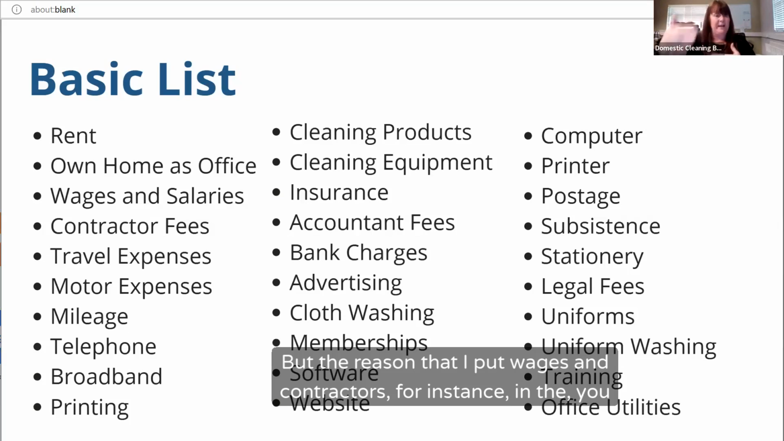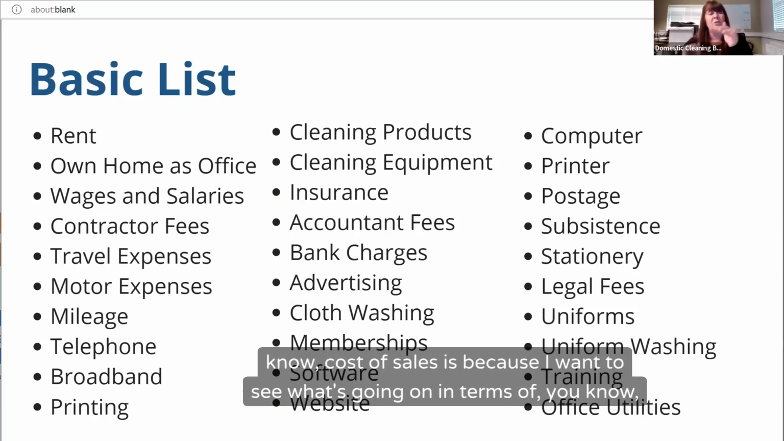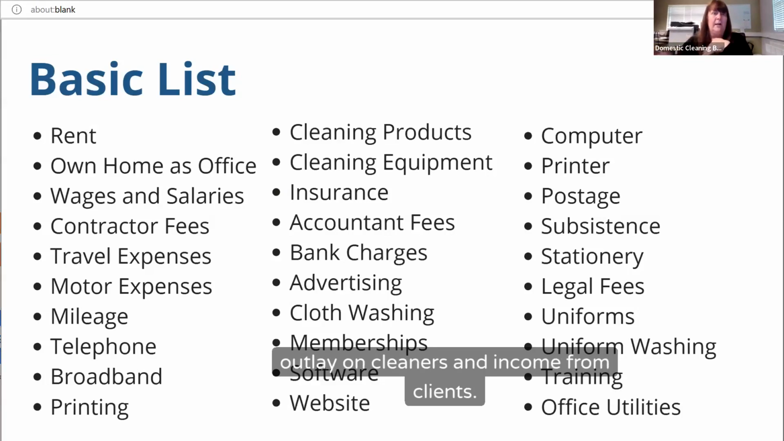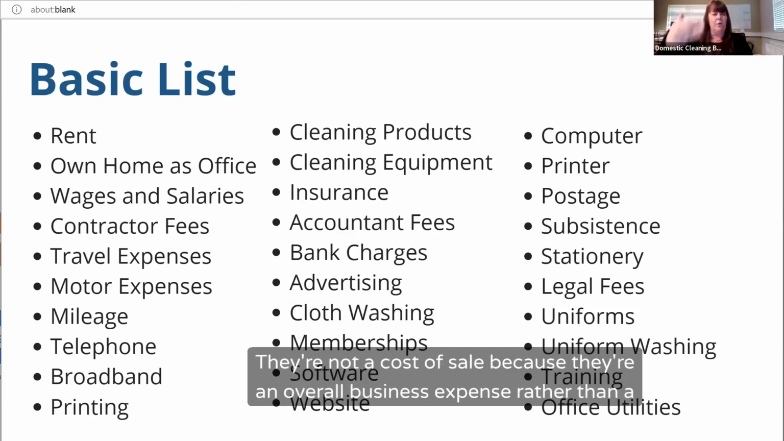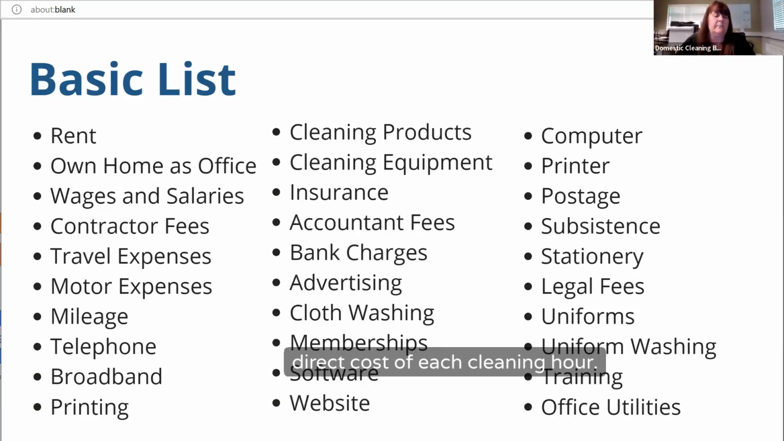But the reason that I put wages and contractors, for instance, in the cost of sales is because I want to see what's going on in terms of outlay on cleaners and income from clients. But my salaries, so my admin team, they go in as an expense. They're not a cost of sale because they're an overall business expense rather than a direct cost of each cleaning hour. Does that make sense? Yeah, thank you.